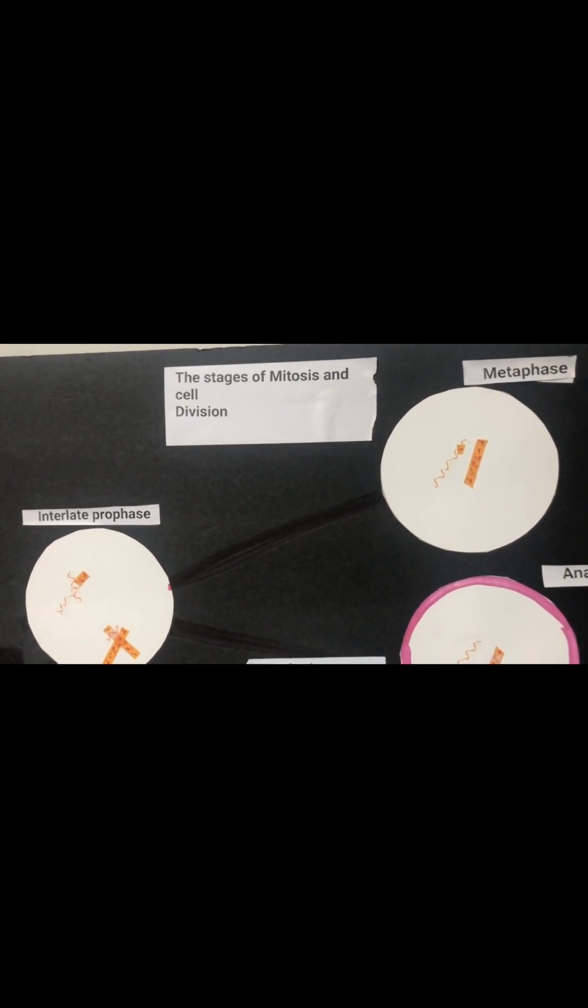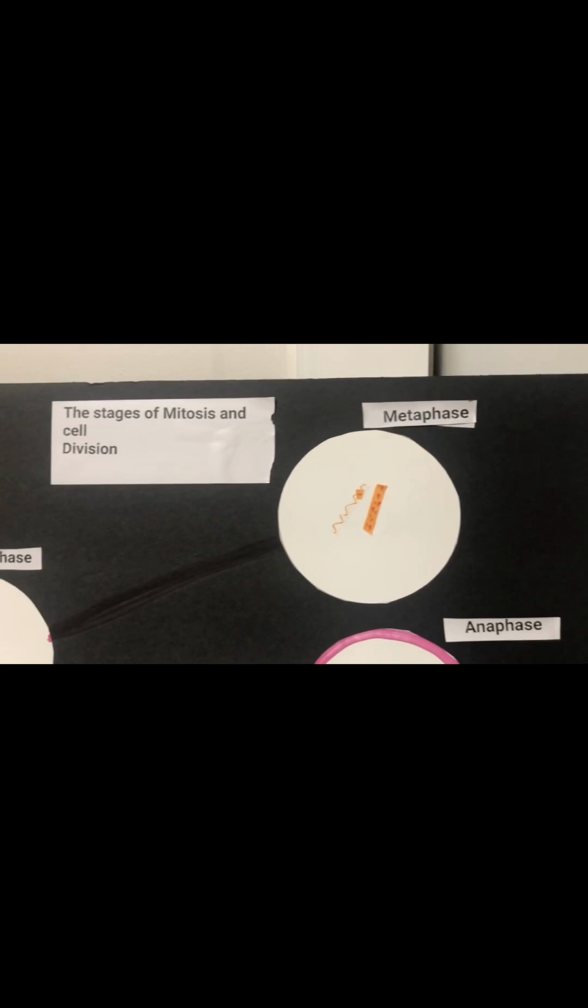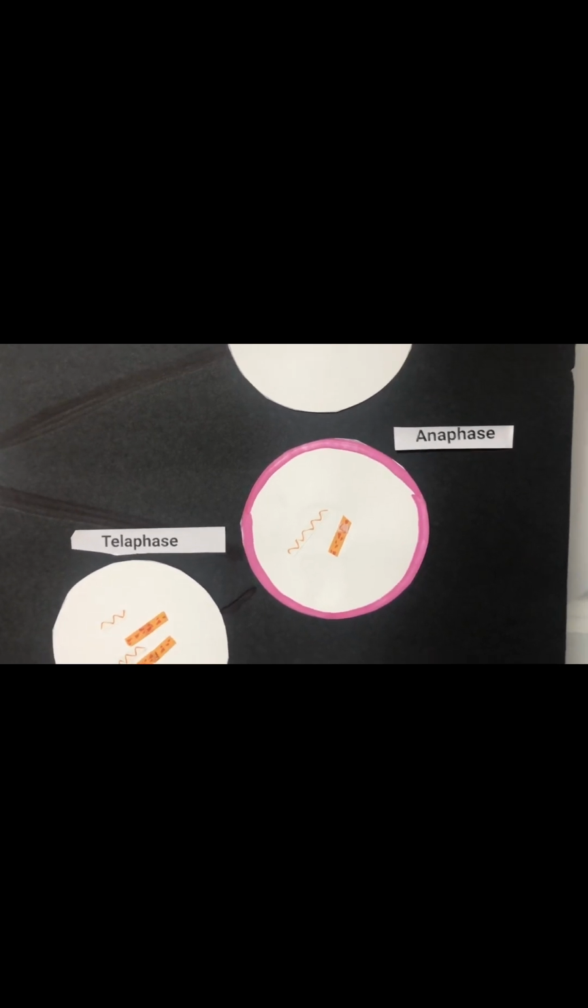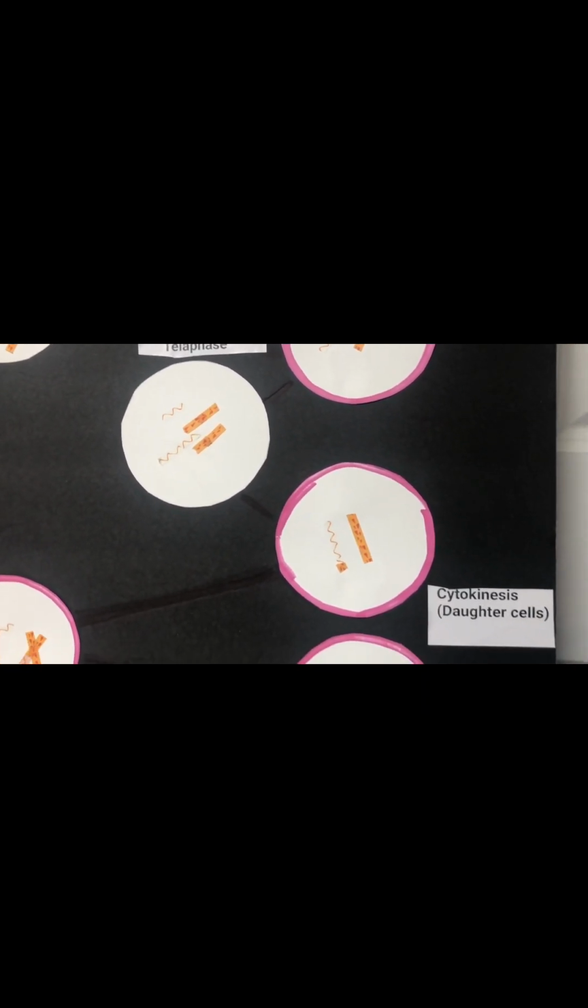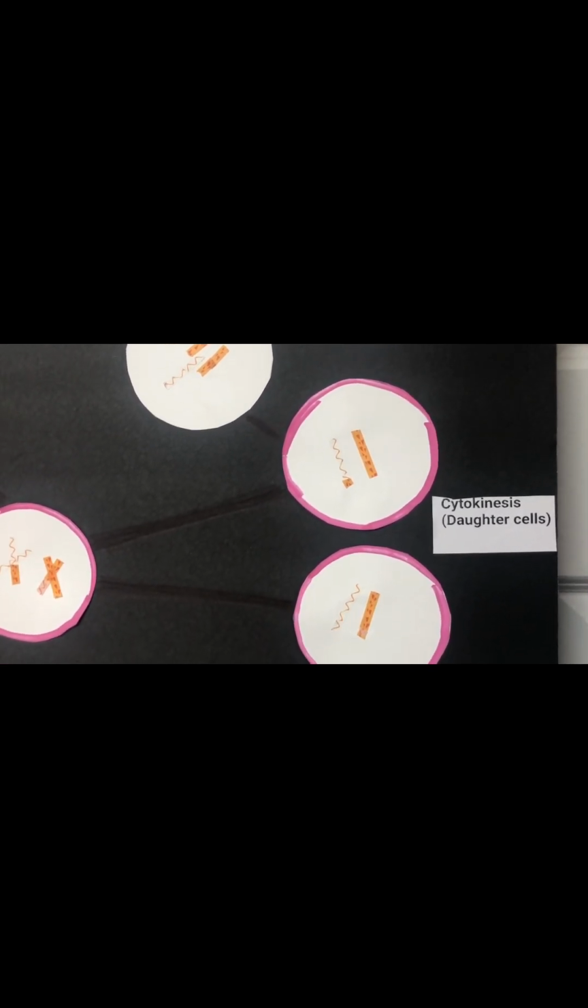Stages of mitosis and cell division: prophase, telophase, metaphase, anaphase, and this is the daughter cells. As you're looking at this prophase, chromosomes condense and pair up. Each chromosome aligns with its homologue partner in corresponding position.